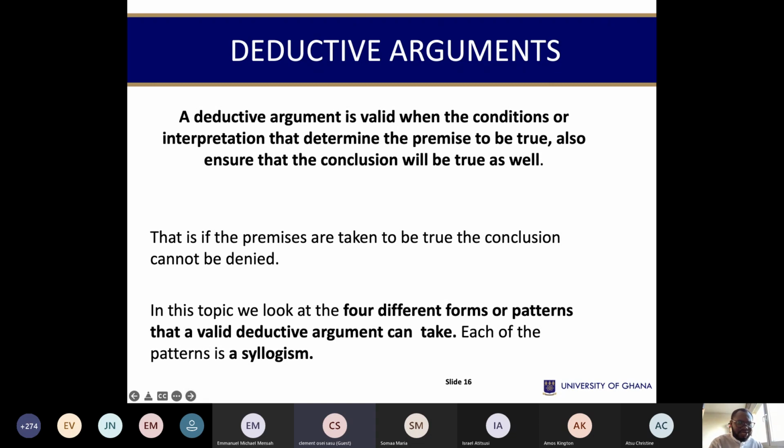I have explained what an argument is. I have explained what a premise is, and I've explained what a conclusion is. What I am adding to this is that the conditions that must determine a premise to be true would also ensure that the conclusion will be true as well. When we look at some examples, I'm sure you'll be okay with it.